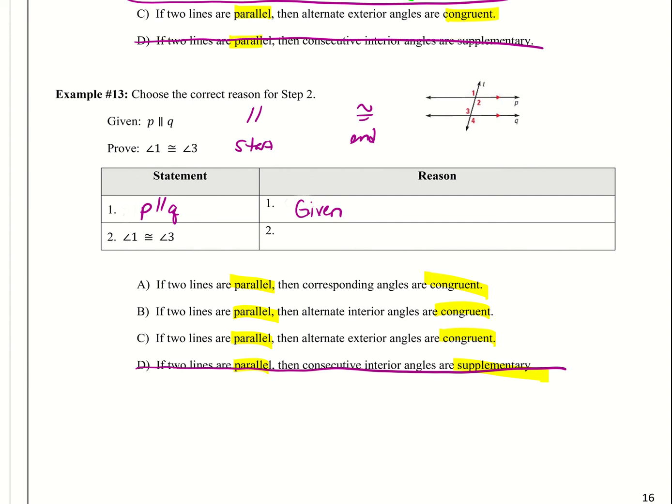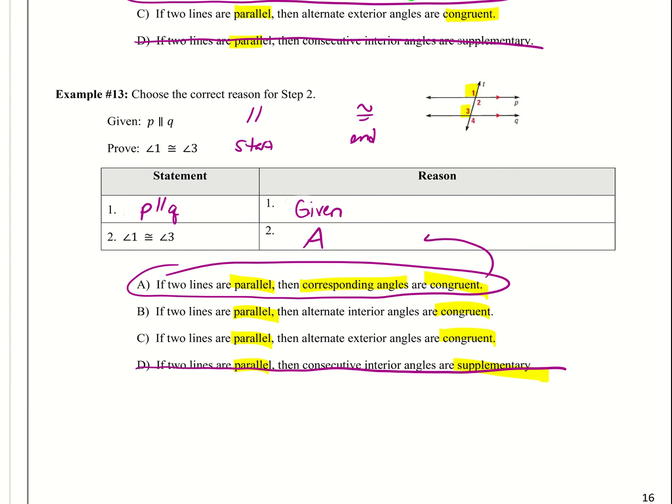All right, this time I'm looking at angles 1 and 3. Well, angles 1 and 3 are corresponding angles, which means I'm going to choose option A. On my homework, I'd actually have to write that in. I would actually write, if 2 lines are parallel, and I could just abbreviate like that, then corresponding angles are congruent. This is how you'll do it on your homework and also on your test.